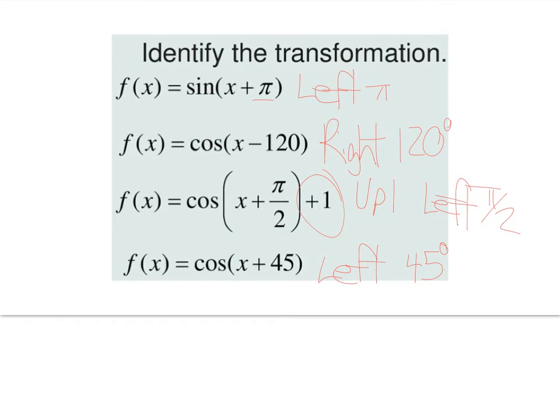Left 45. Again, if you see addition inside the parentheses, it's the opposite. You're going to the left, okay?